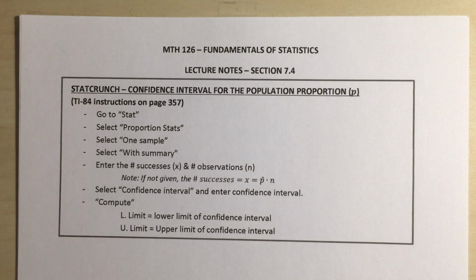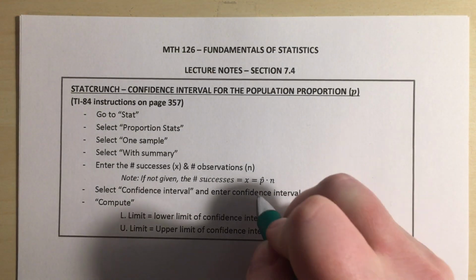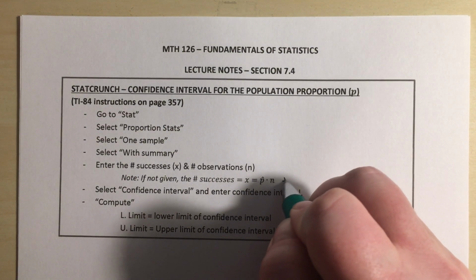Right, so in StatCrunch, again, there'll be a separate PDF posted, and we'll talk a little bit about this in class. So when we're doing our problems using our confidence interval for our population proportions in StatCrunch, we're going to go to our stats menu, select proportion stats, select one sample with summary, and enter our number of successes and number of observations. There's a little note here: if that's not given, our number of successes is going to be x equals p hat times n.